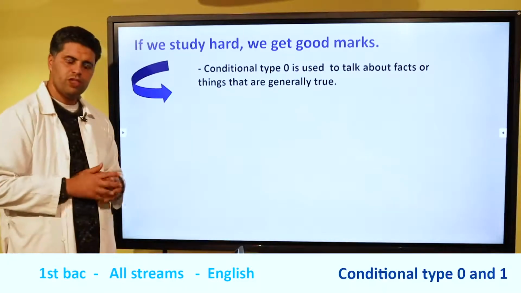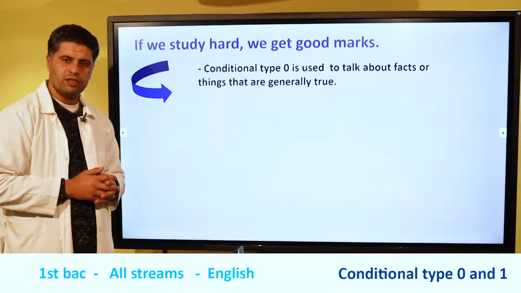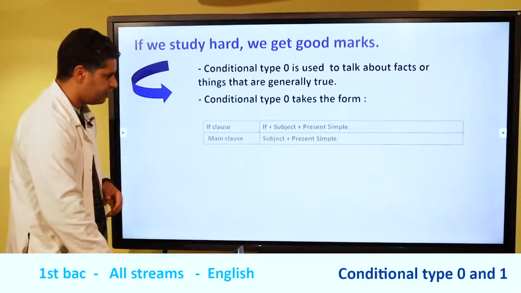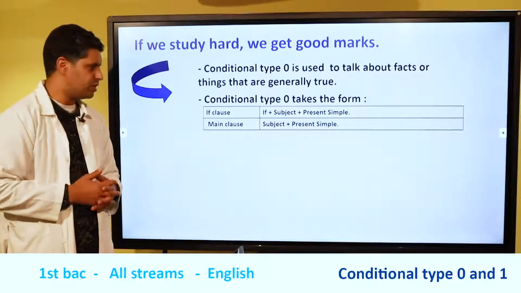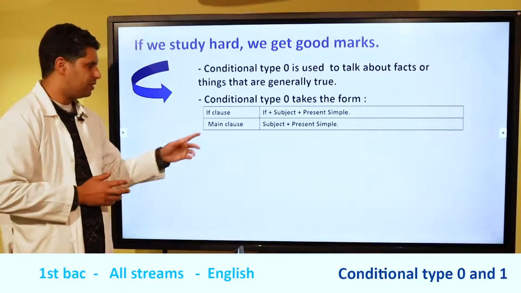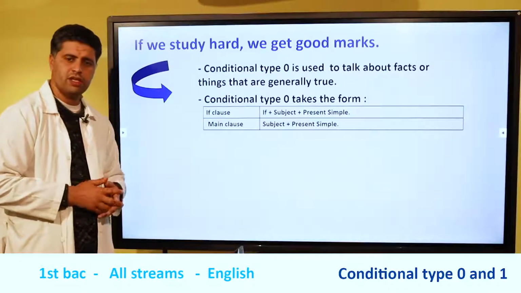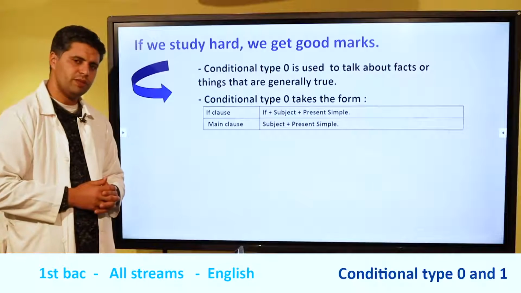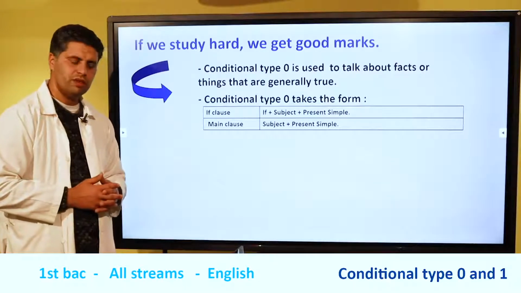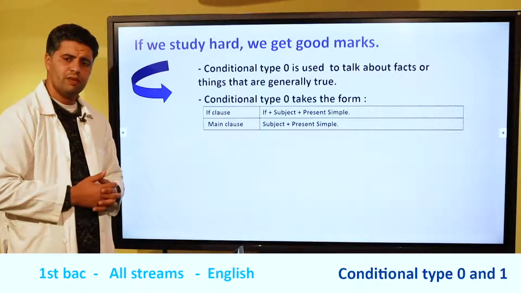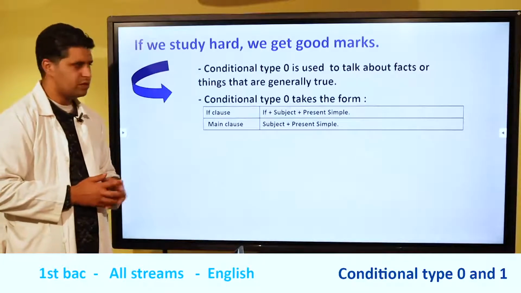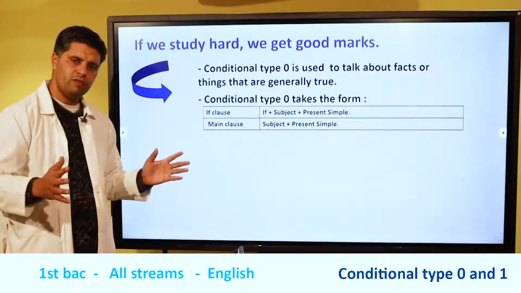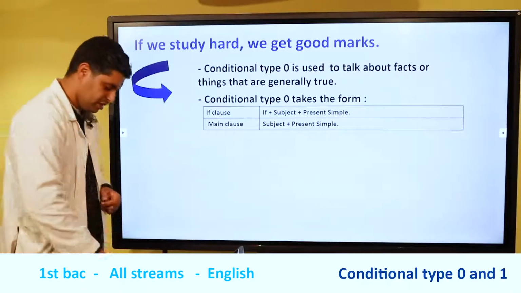So if you want to show this reality, if you want to show this fact, you may use the conditional type 0, in which we have, as you can see, two clauses. We have the if clause and we have the main clause. The if clause consists of a conjunction plus subject plus the present simple, as you can see. And the main clause consists of a subject plus the present simple. So this is the use of the conditional type 0, and this is the form or the structure of the conditional type 0.